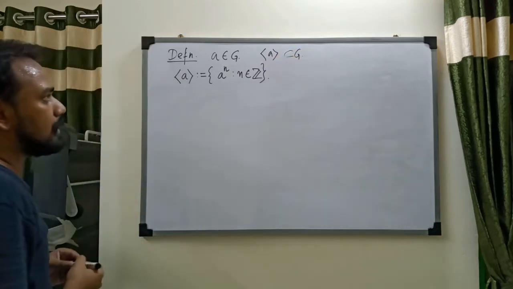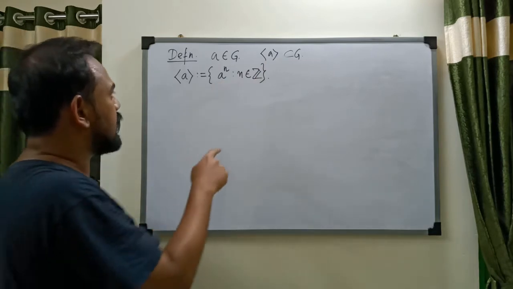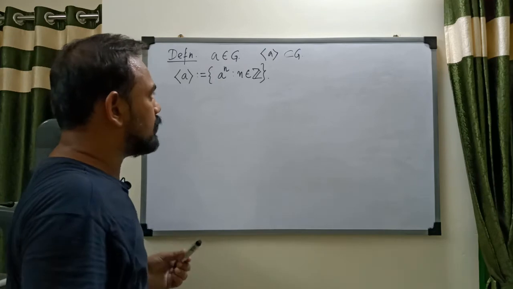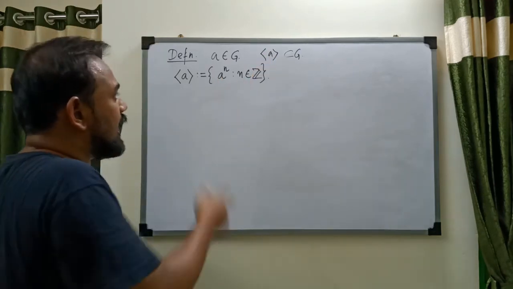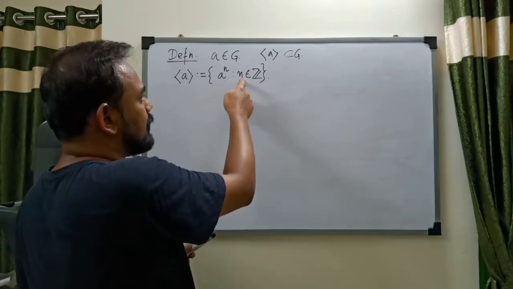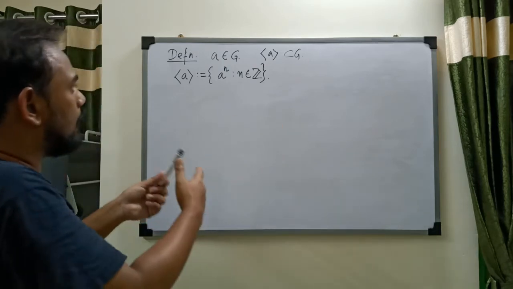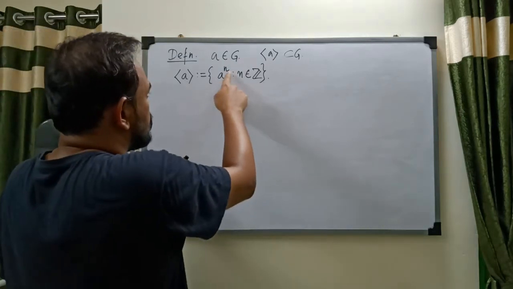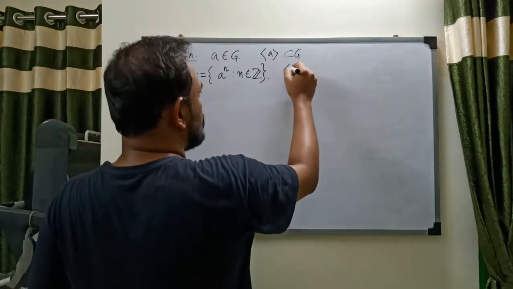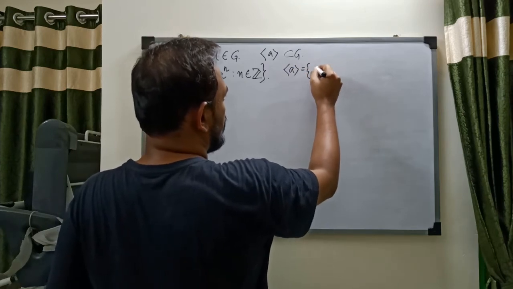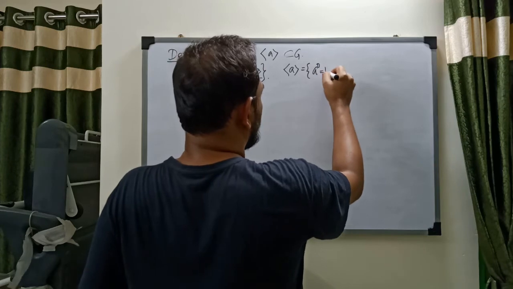I'm saying that in this subset you can have all powers of a. So of course a is in there because a is a to the power 1. a squared is in here. a to the power 3 is in here. a inverse is in here because minus 1 is also an integer. a to the power minus 2 is also in there. So also the identity, a to the power 0, is also there, because 0 is an integer.